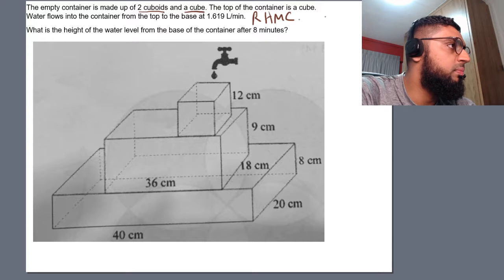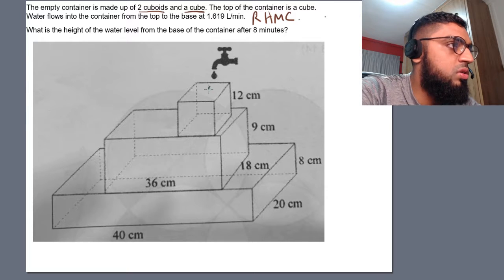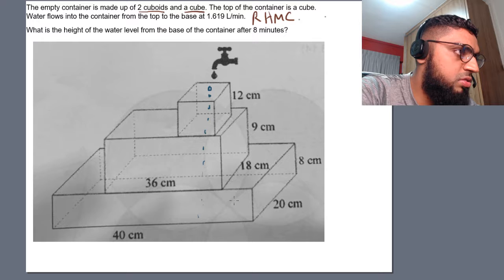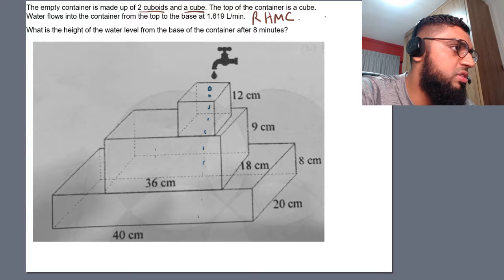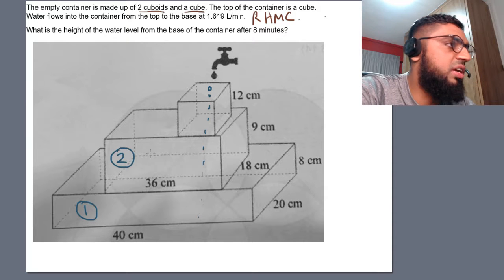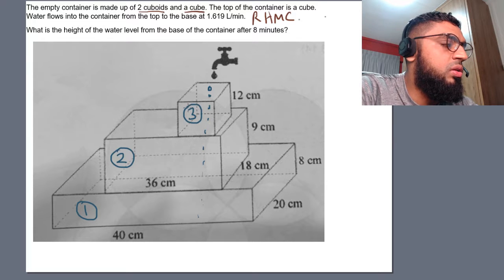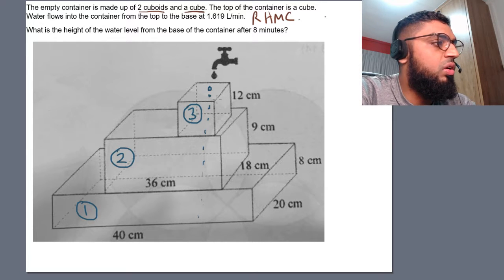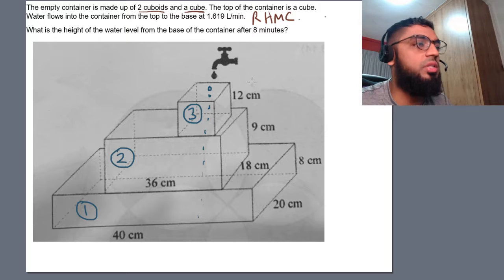The question goes, what is the height of the water level from the base of the container after 8 minutes? So what is happening is that you are getting water flowing into the bottom of the container first. It's filling up this first cuboid, right? Once that is done, water goes into the second cuboid section. So we're going to label it. This is the first cuboid, second cuboid section, and once the second cuboid section is filled up, the water will then reach the cube. And if you keep running the water without turning off the tap, what may happen eventually is that the water may overflow from this container.